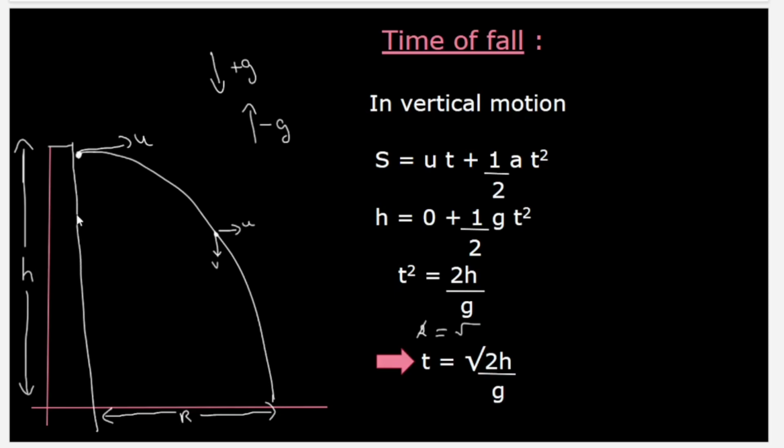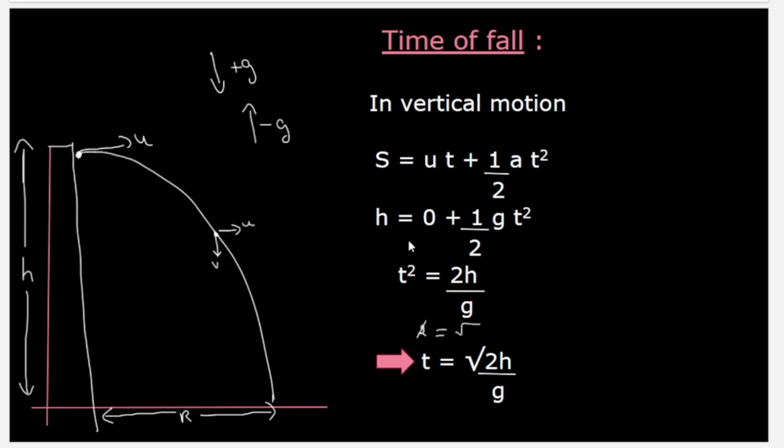In the given diagram, h is height, r is range, u is initial velocity and v is final velocity. We will be considering vertical motion. Making use of the second equation of motion, s is equal to ut plus half at square, where s is displacement, u is initial velocity, t is time and a is acceleration.